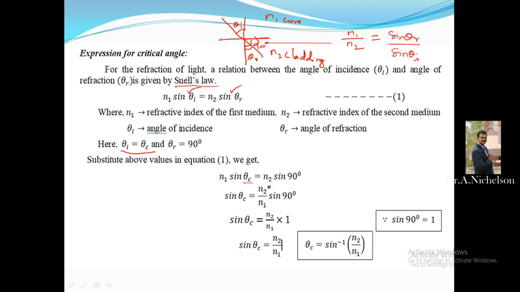So sin theta c is equal to n2 divided by n1 into sin 90. You know the value of sin 90 is 1. So sin theta c equals n2 by n1. Then theta c is equal to sin inverse of n2 by n1. So this is the final value. The expression for critical angle is theta c equals sin inverse of n2 by n1. If we know the n2 and n1 values, we can find the critical angle of the optical fiber. So this is the way to find the critical angle.